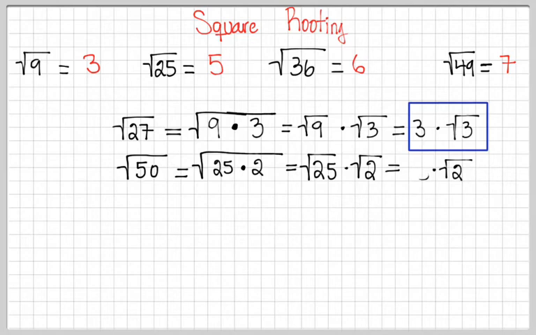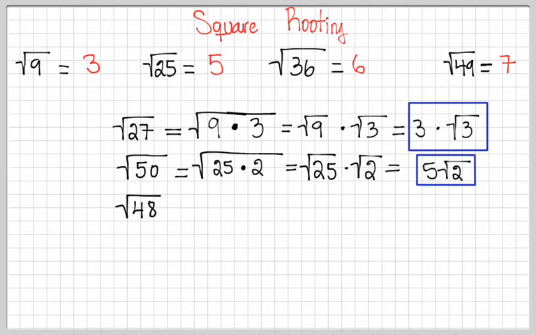Or I can write it as 5 square root 2. They both mean exactly the same thing. So the simplified version of the square root of 50 would be 5 and the square root of 2. Let's do one more and see if this time you can do this one on your own.